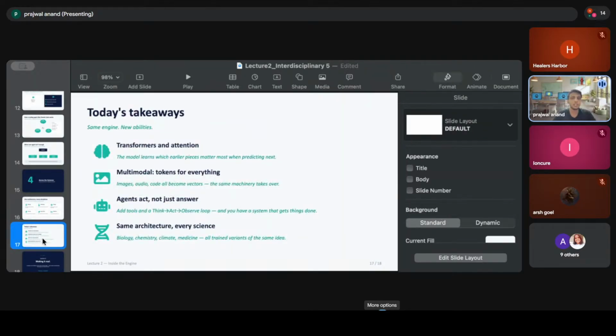And today's takeaway is that with transformers and attention, the model learns that earlier pieces matter before predicting the next one. And agents, they don't just answer, they think and they act. And the same architecture is being used across every science based on the use cases. And then we are getting solutions.